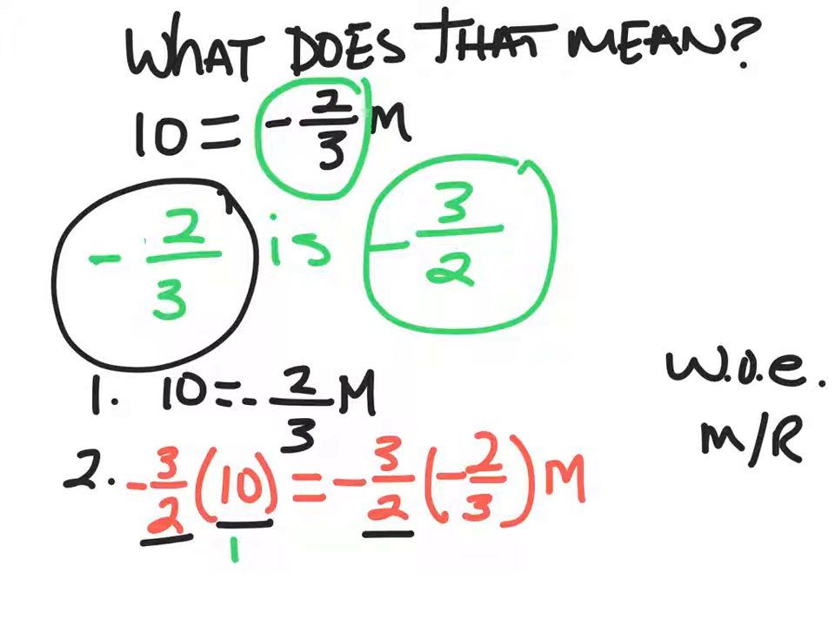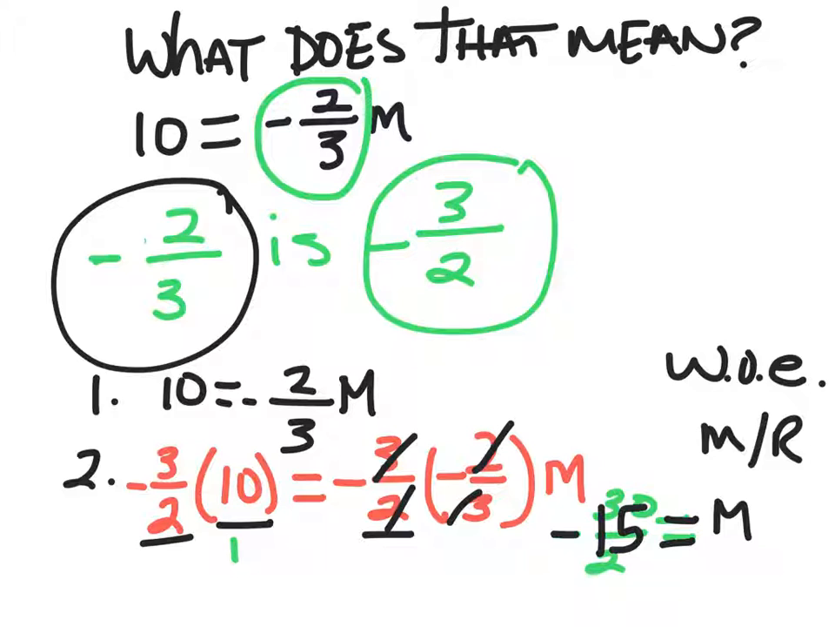negative, let's see, 30 over 2 equals, and these all cross each other out. This works its way down. This answer is going to be negative 15 equals m.